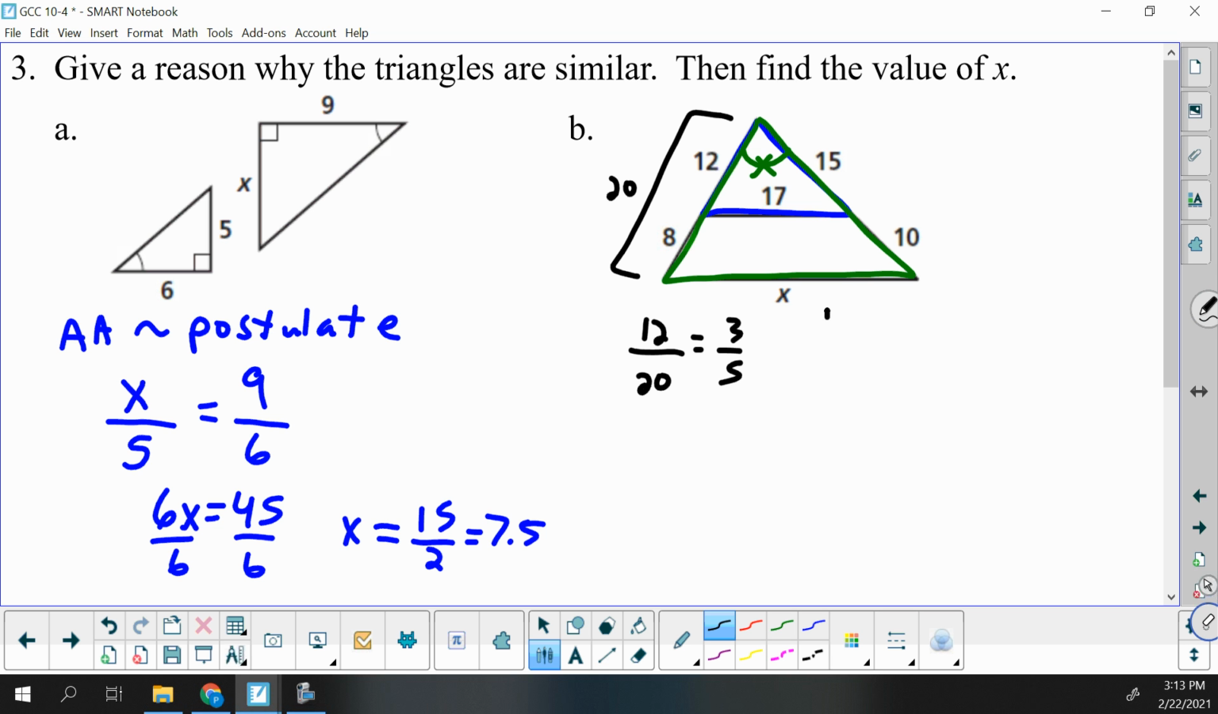We'll then take a side from your small, 15, divided by the side from your big, 25. And if you divide those both by 5, you also get 3/5. So we have a congruent angle between them, and on either side of that, we have sides that are proportional. So this would be the side, angle, side similarity theorem.